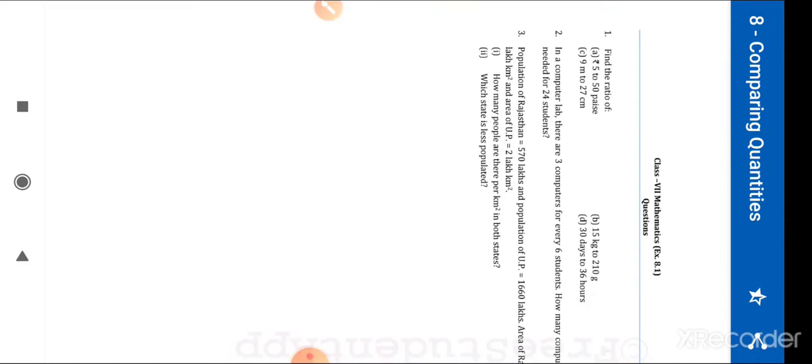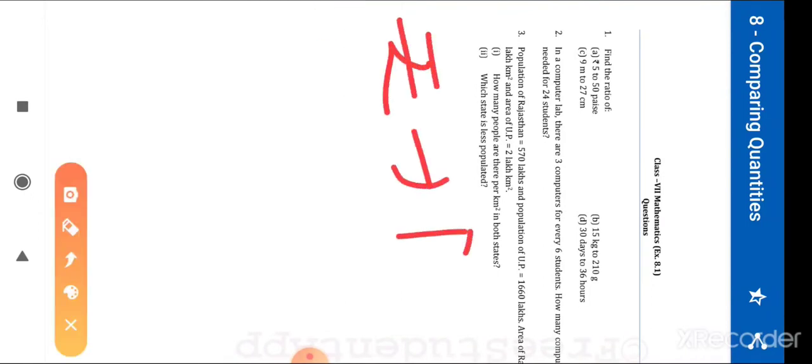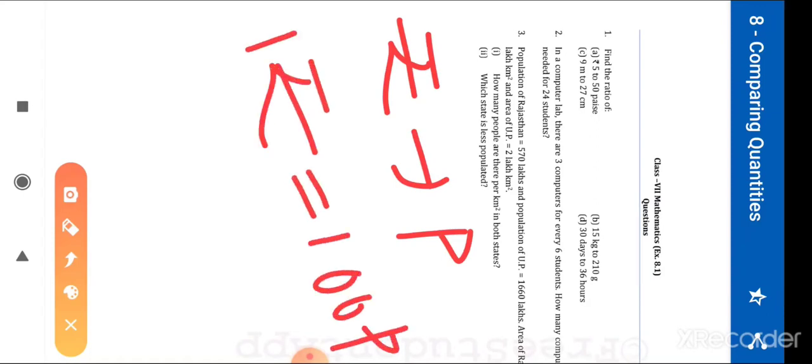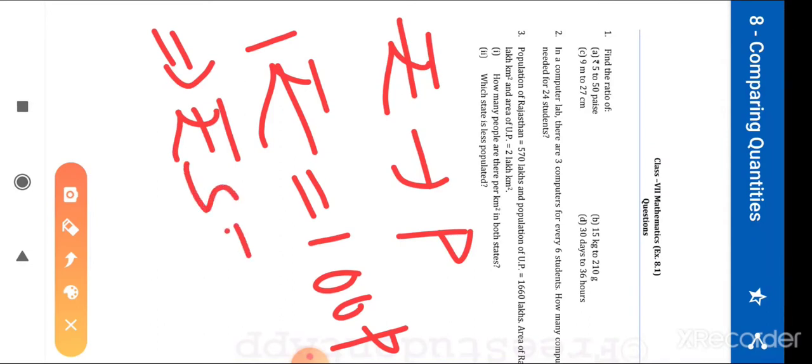So you can see here in the first question, we have to find the ratio of rupees 5 to 50 paisa. Both the units are different, so first we have to make them equal. For this, we convert rupees into paisa. As we all know, 1 rupee is equal to 100 paisa. It implies 5 rupees is equal to 500 paisa.